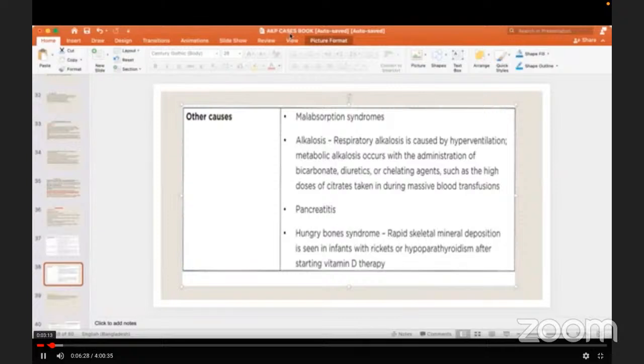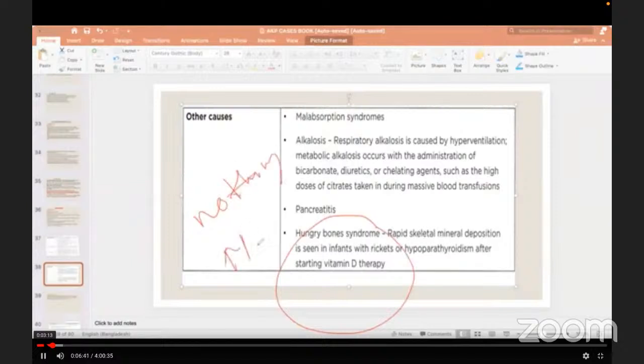Hungry bone syndrome, that means rapid skeletal deposition. This is seen in infants. This question came in the exam one time. The infant has no problem, but he has high alkaline phosphatase. Why is the alkaline phosphatase high? Because of the rapid bony turnover. Rapid skeletal mineral deposition is seen in infants with rickets or hypoparathyroidism after starting vitamin D therapy. This is called rapid bony turnover, hungry bone syndrome.